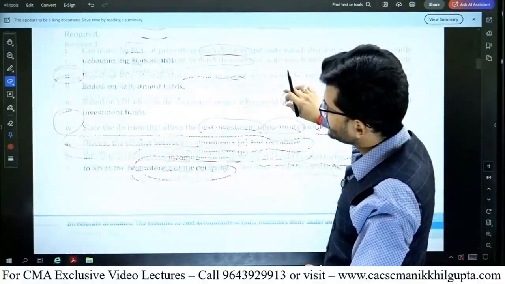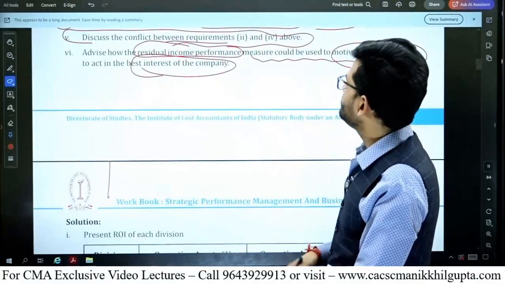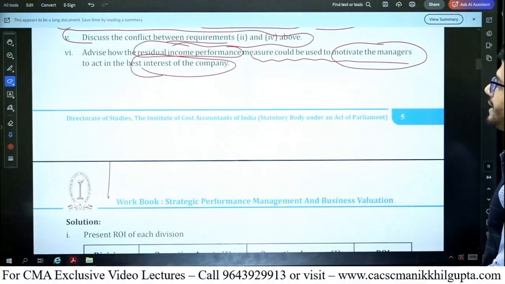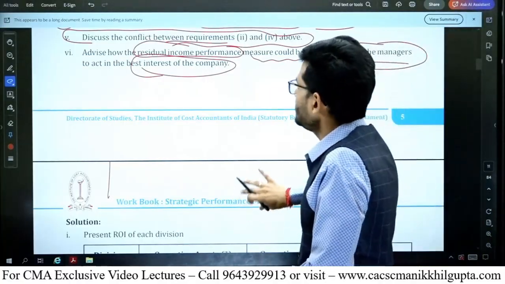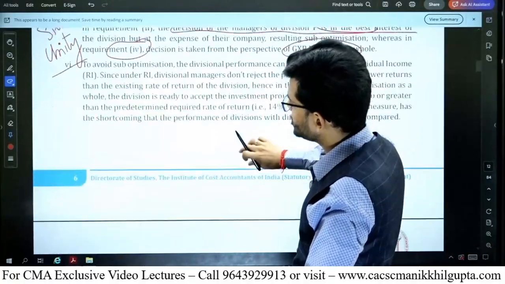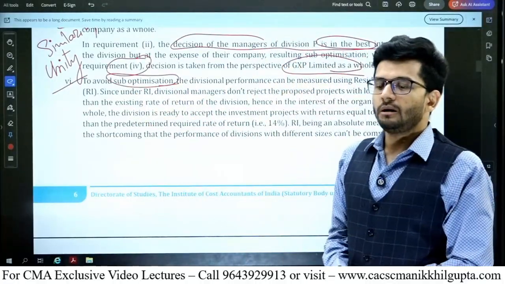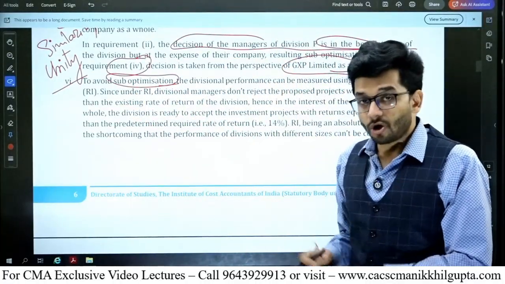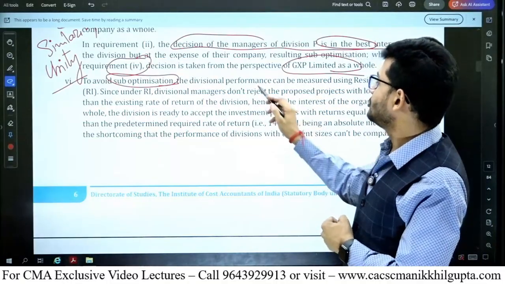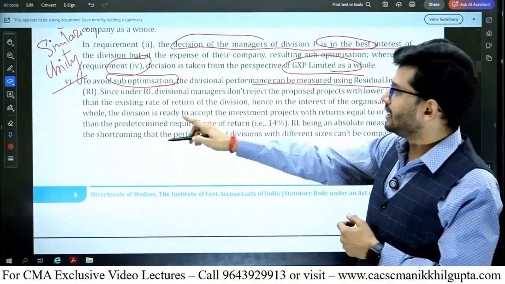Okay. Then the sixth part: advise how the residual income performance measure could be used to motivate the managers to act in the best interest of the company. Now, what is residual income performance management? To avoid sub-optimization, to avoid company G not taking this investment, what we can do is that divisional performance can be measured using residual income.